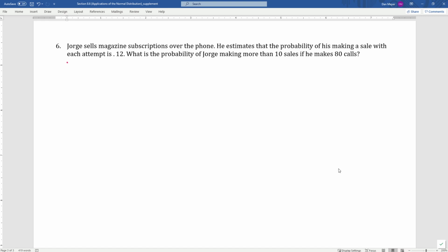So here we have a random variable x, which is the number of sales that Jorge makes. And it is a binomial random variable. There's a fixed number of trials. Jorge's making 80 calls. So the number of trials is 80. For each call, the success state here, we're counting sales. So the success is a sale and the failure is no sale. And the probabilities are always the same. Probability of a sale is 0.12. And the probability of not making a sale would be 0.88.